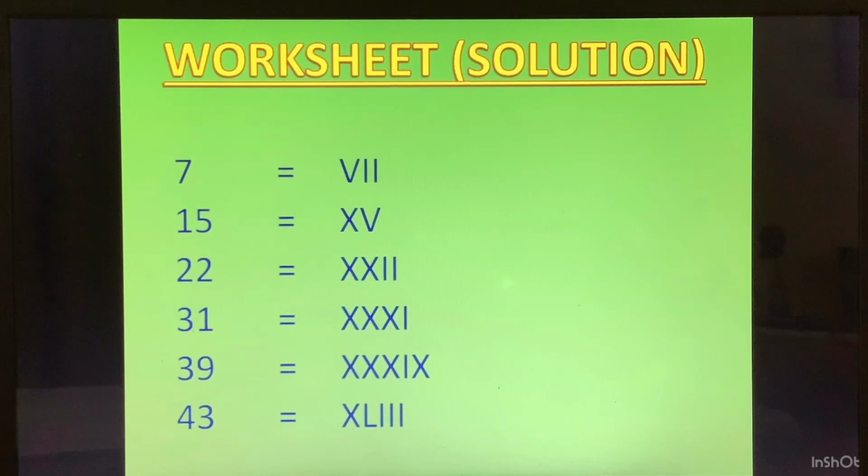And the last one, 43. 40 is XL and 3 is III. So 40 plus 3, XLIII. Here again give yourself 1 mark for each correct answer.